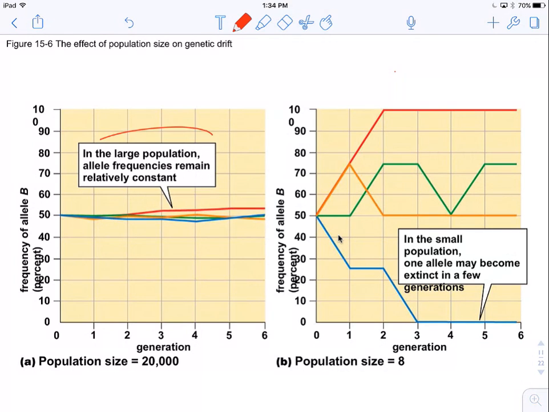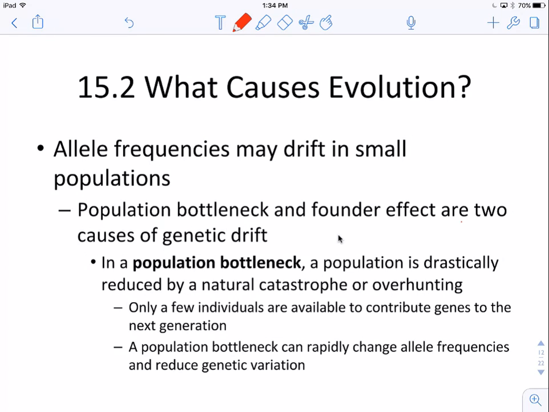So again, in large populations, this really doesn't have much of an effect because there's too many instances where it can be preserved. But in small populations, it has a much more significant effect. All right, so there are 2 types of genetic drift. One is a population bottleneck, or what we call the bottleneck effect, and the other one is the founder effect. So these are 2 types of genetic drift.